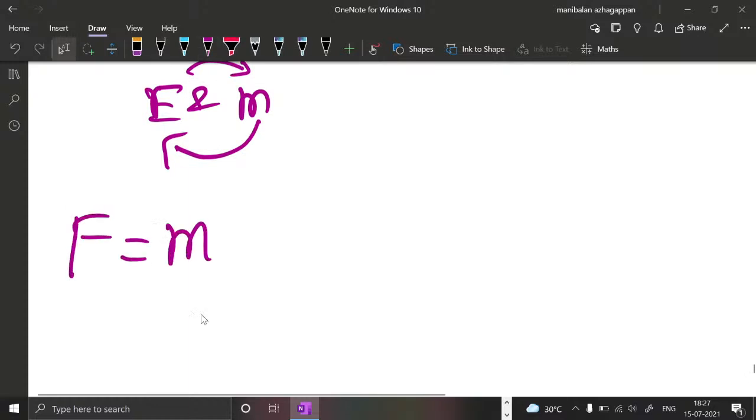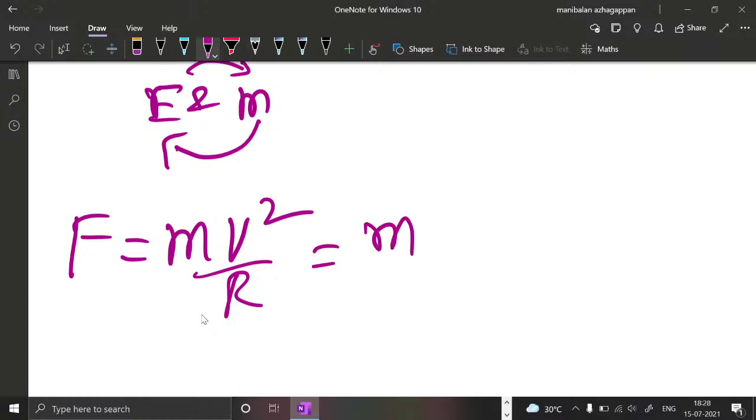Centripetal force F is equal to mv square by r. Not only this formula, we have another formula also. Why, sir, are we giving this many formulas? If you know the formulas, only then are you able to do the NEET questions.